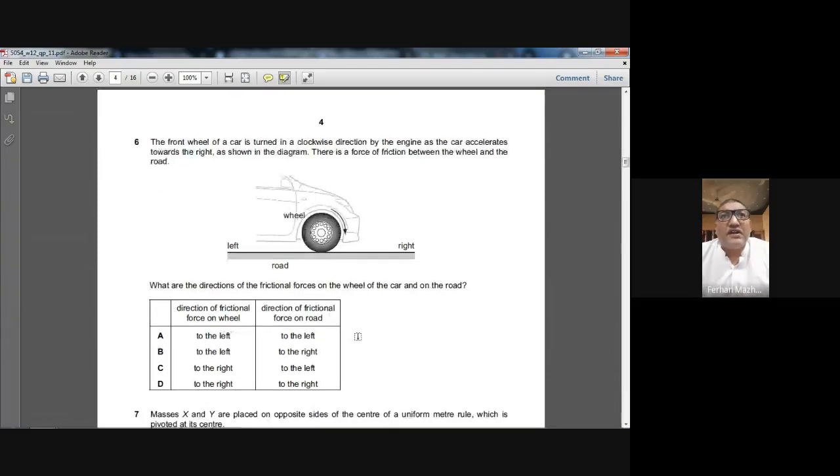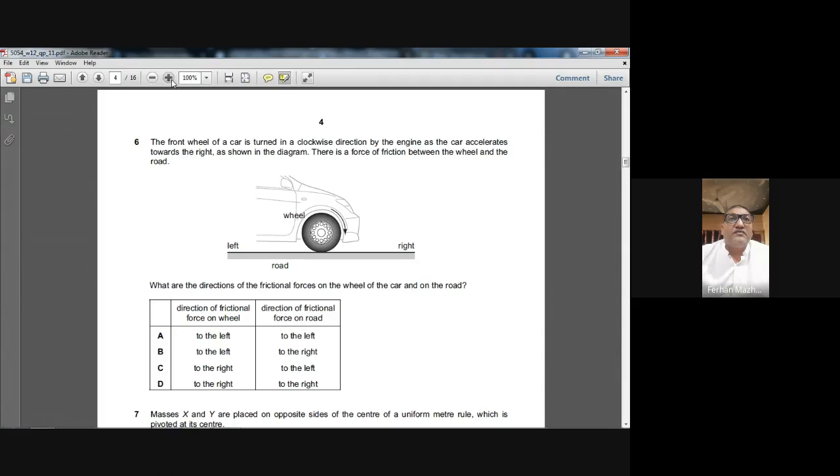The front wheel of a car is turned in a clockwise direction by the engine as the car accelerates towards the right. As shown in the diagram, there is a force of friction between the wheel and the road. What are the directions of the frictional forces on the wheel of the car and on the road?